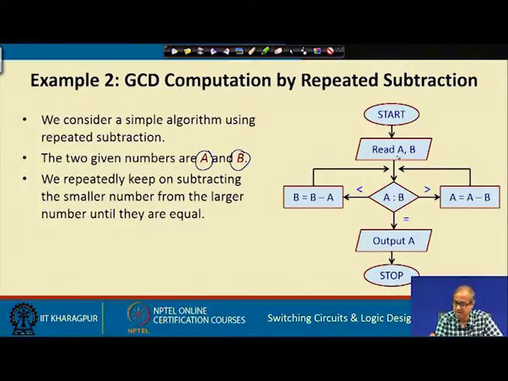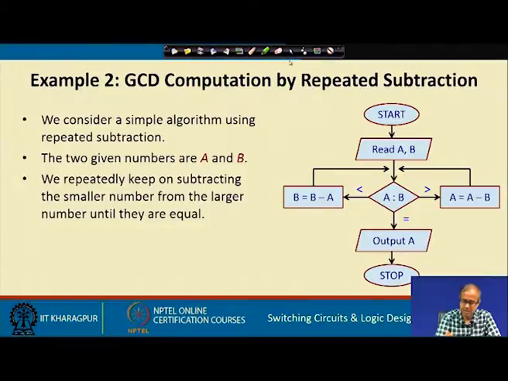That means, you have two numbers A and B, you compare the two numbers. If A is less than B, then you do B equal to B minus A. If A is greater than B, you do A equal to A minus B. But if they are equal, you are done, you can output either A or B as the final result. So, you see for this you need again two registers A and B, you need a comparator and you need a subtractor. And of course, you need some other circuit, because sometimes you are doing B minus A, sometimes you are doing A minus B.